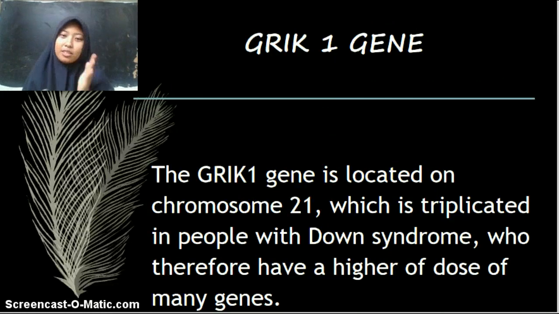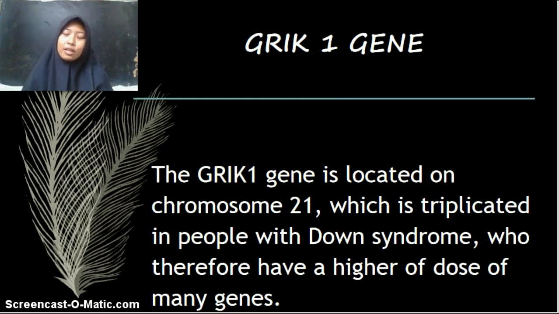GRIK1 gene. What is that? The GRIK1 gene is located on chromosome 21, which is triplicated in people with Down syndrome, who therefore have a higher dose of many genes.